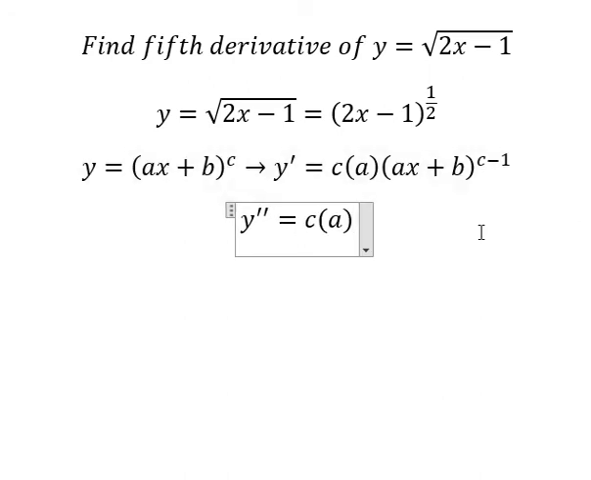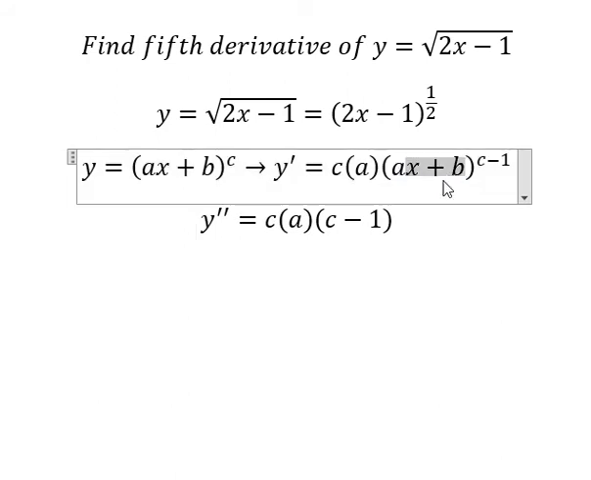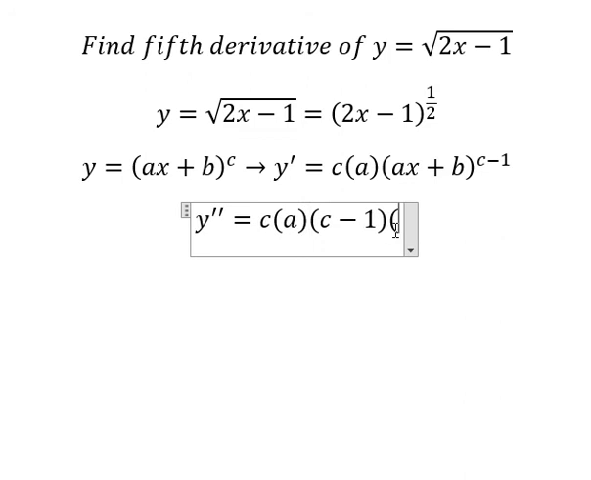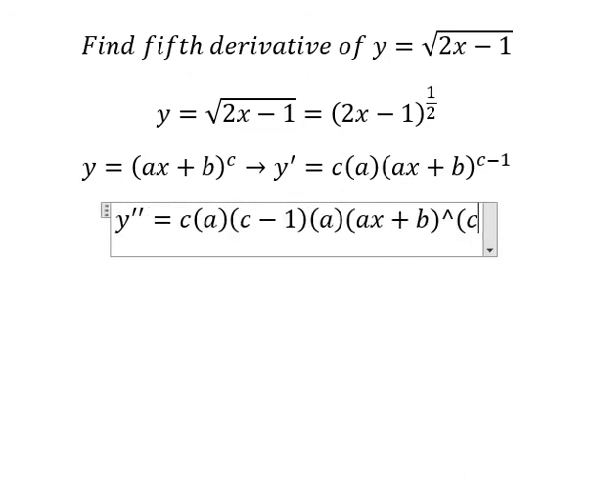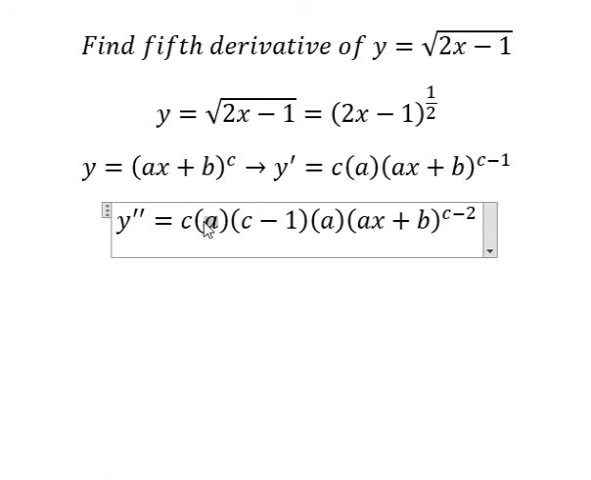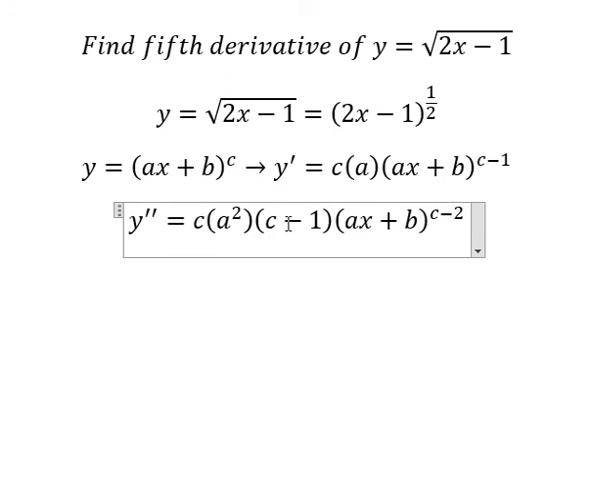we have c minus 1. Later we do the first derivative of ax plus b, so we have another a here. And we have c minus 2. So a with a we have a squared, c multiplied by c minus 1. If we continue with the derivative, we have another c minus 2 and another a here.